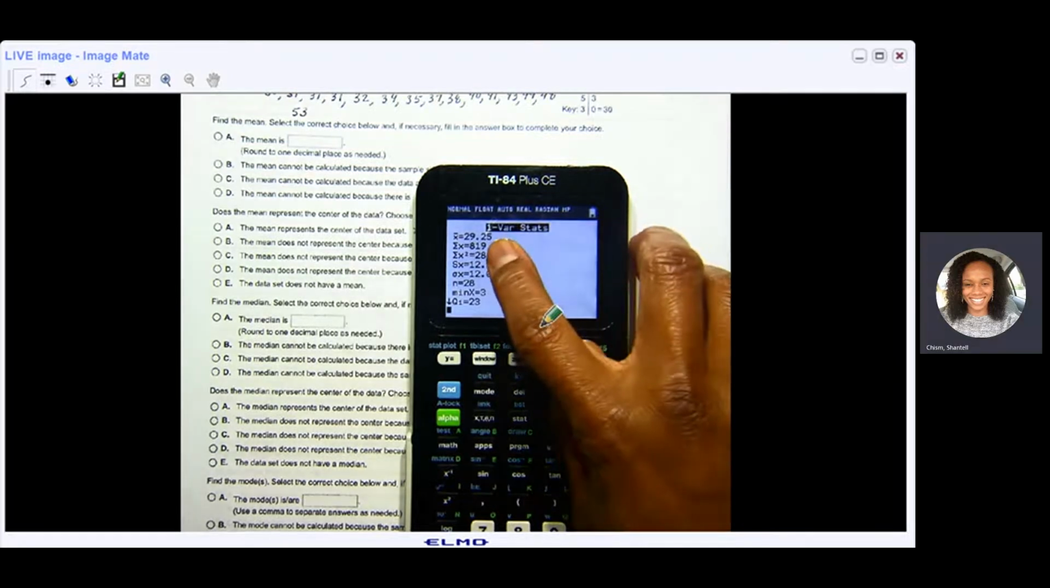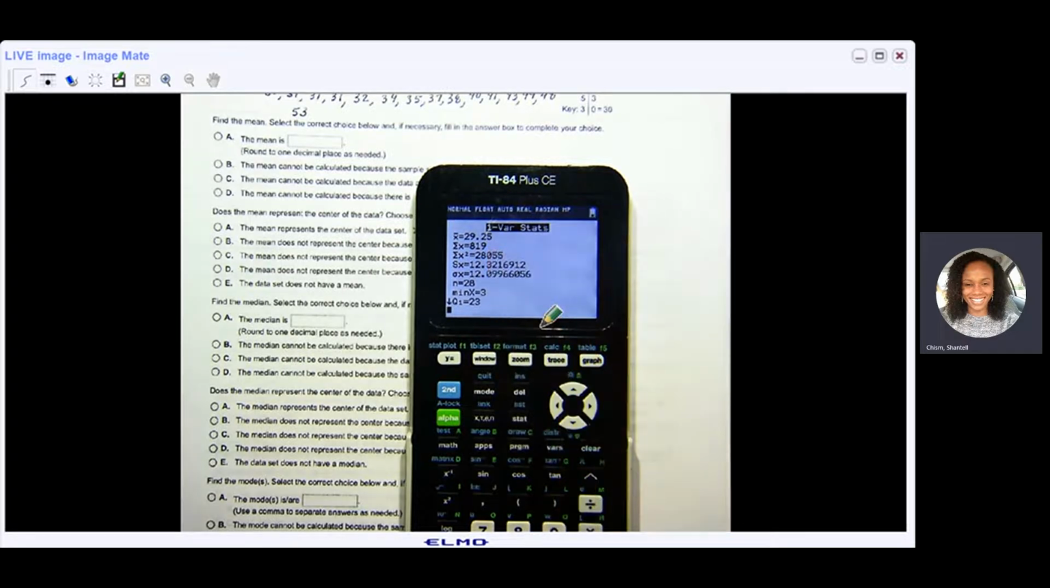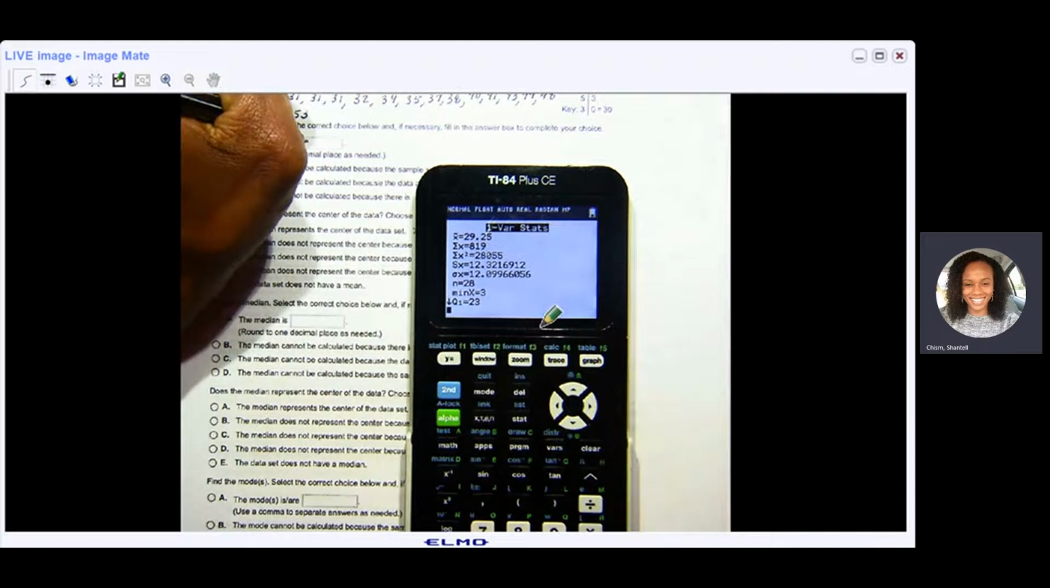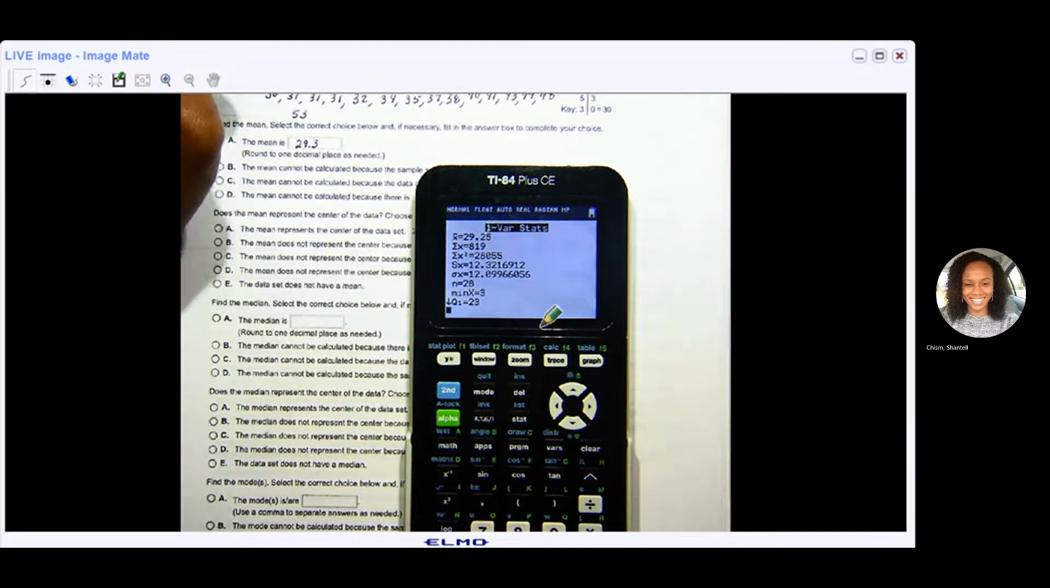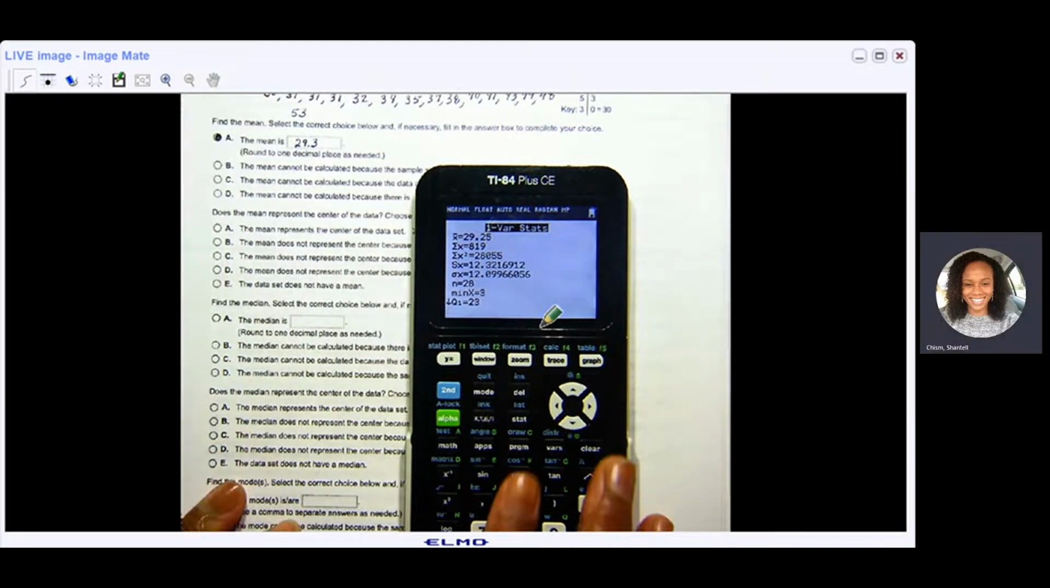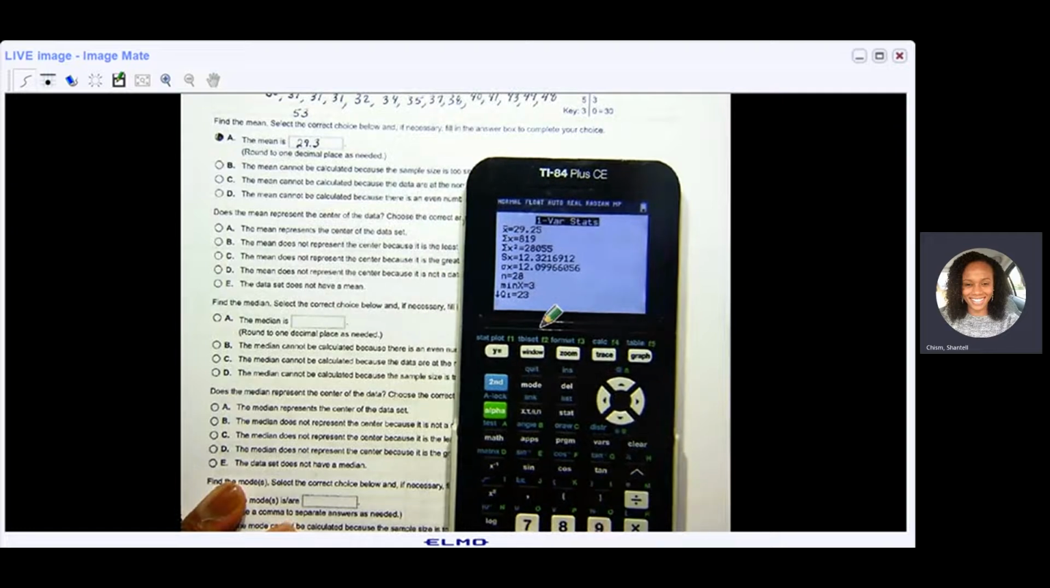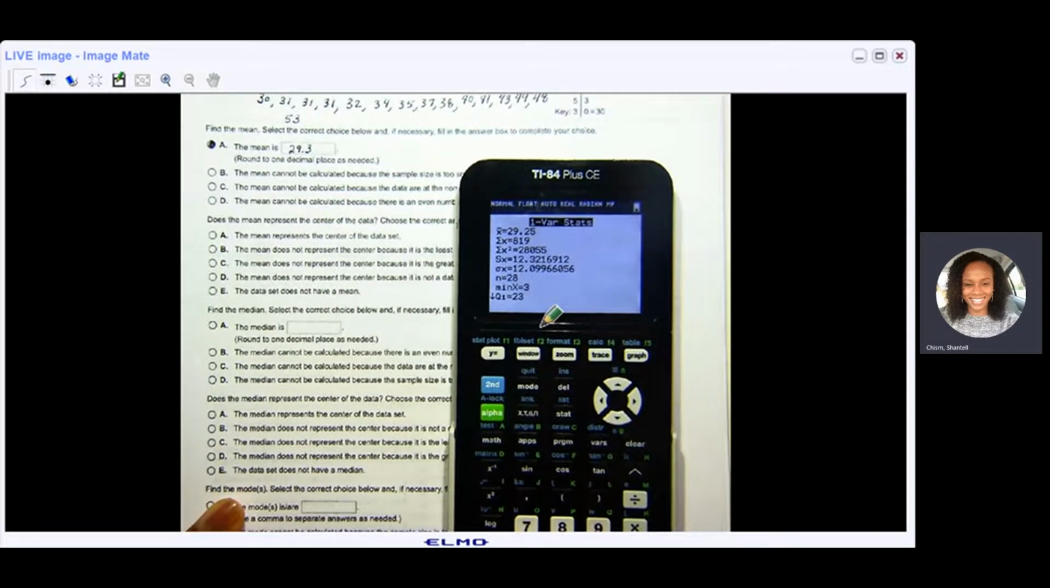So your mean is X bar, 29.25, and it says round to 1 decimal, so 29.3. And it says, does the mean represent the center? Yes, the mean is a measure of center. It is a measure of central tendency. So it is a measure of center. So A right here.